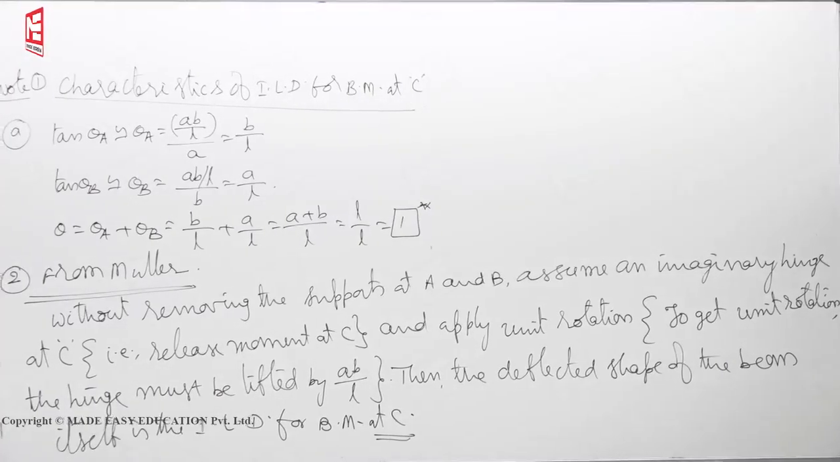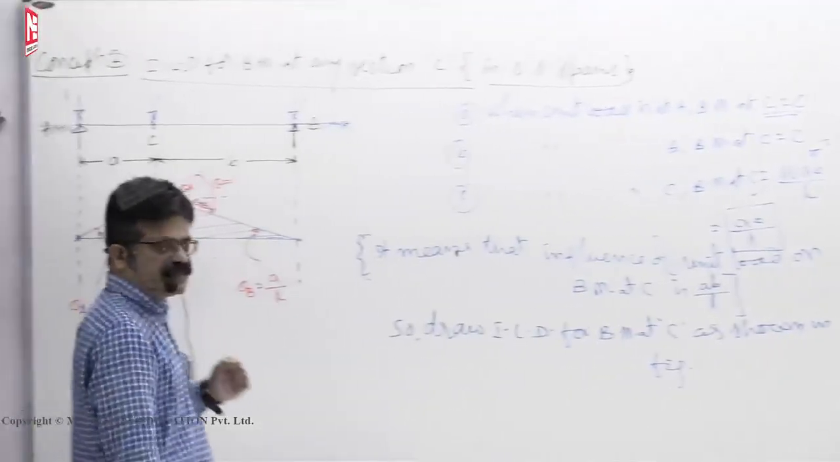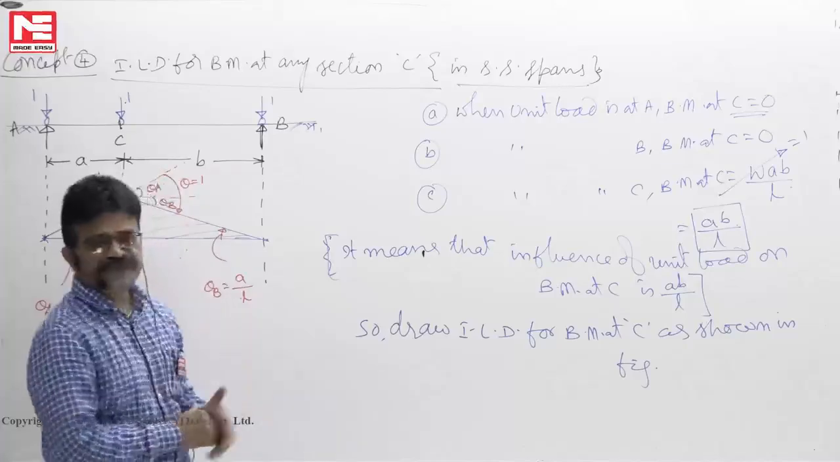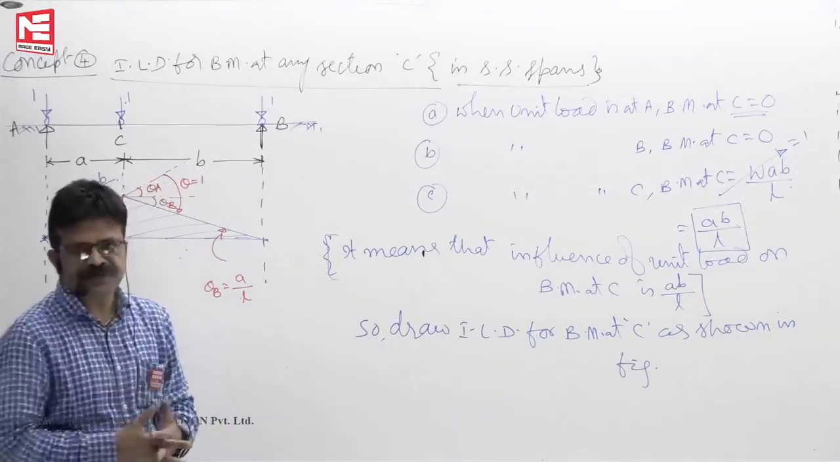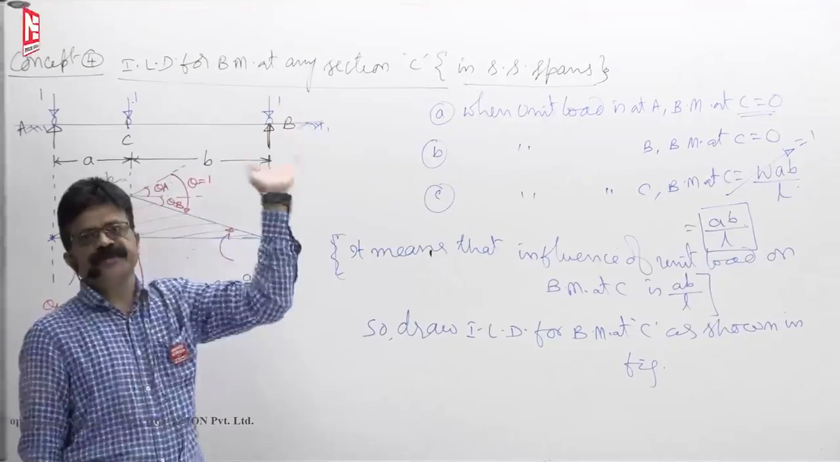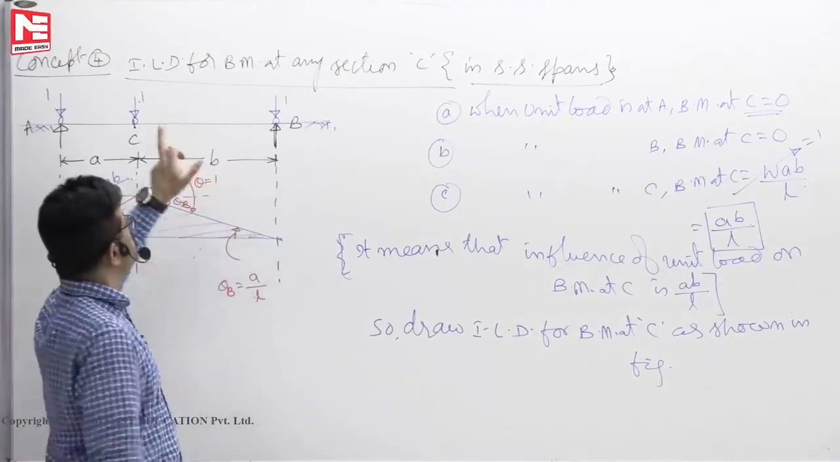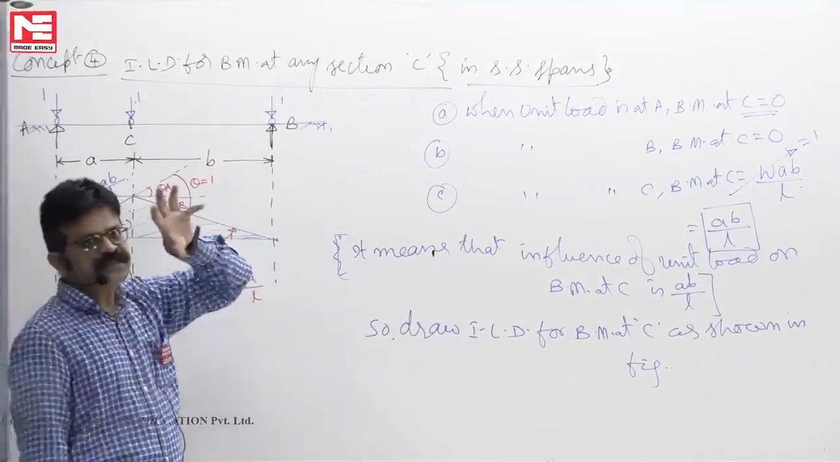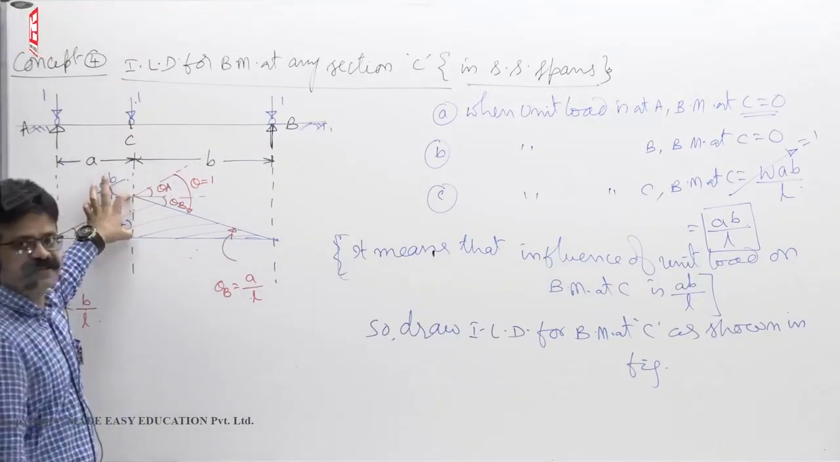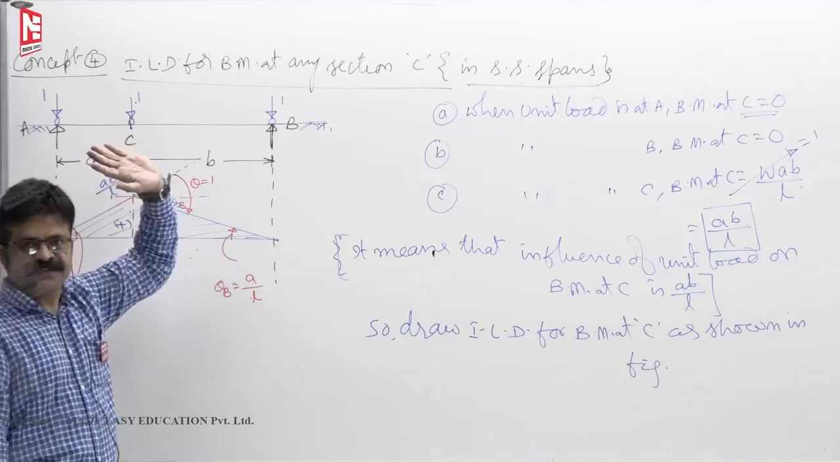Okay. Now, this ILD will tell us how to keep the loads to get maximum bending moment at C. Case one by one I will discuss. If a single load is moving from left to right, to get maximum bending moment at C, you must keep the load at C only. Load into maximum ordinate, so you will get maximum bending moment at C.